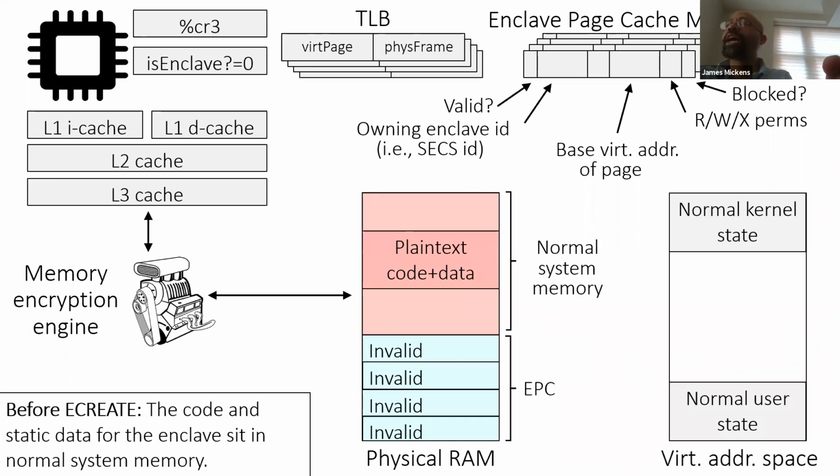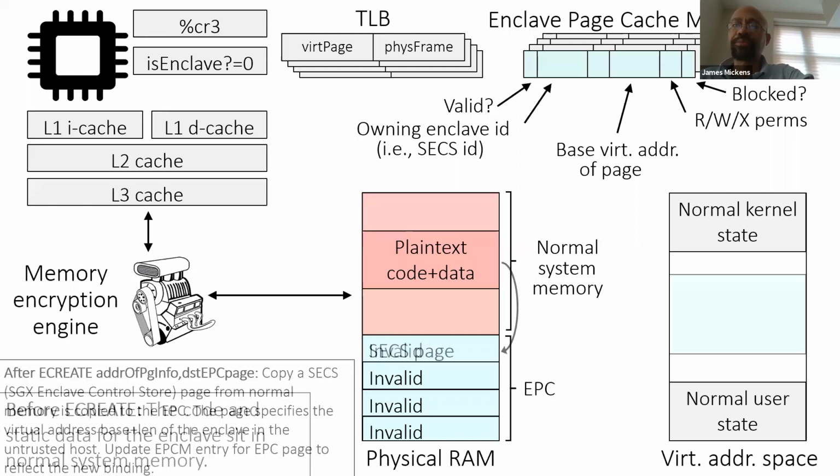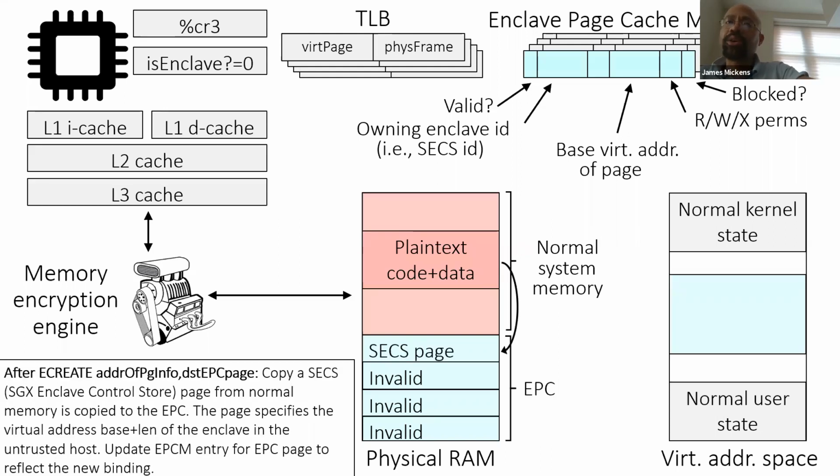Okay, so here's how you actually build up an enclave. In normal system memory, you have the plain text code and data for the enclave's initial state. This will be sitting somewhere in regular system memory, before ECREATE happens. ECREATE is the instruction that gets kicked off to start building up an enclave. Then what the OS will do is it'll call ECREATE one time.